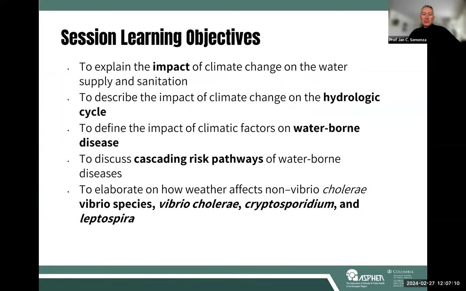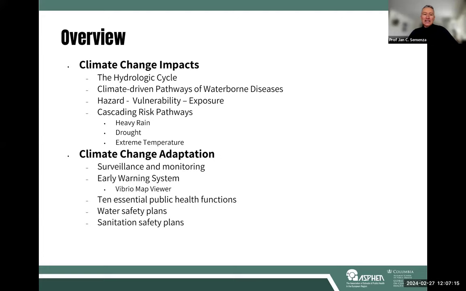These were the learning objectives that Ianis highlighted already, so I skipped that first slide right away. The outline of my talk is illustrated here, and you'll see that there are two parts. I'll be talking about climate change impacts, and in order to do that, I need to address the hydrologic cycle and the pathways of waterborne diseases. I will address hazard, vulnerability, and exposure, which is the IPCC framework for thinking about risk. And then I'll touch on cascading risk pathways that are caused by heavy rain, drought, and extreme temperature.